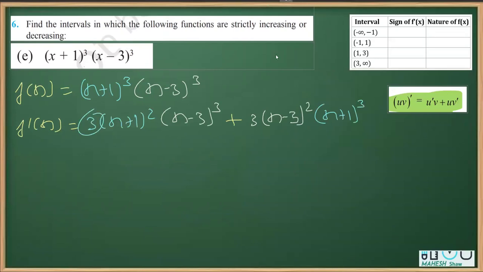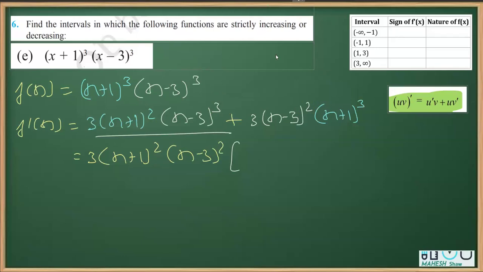Now we can figure out that we have 3 as common, so we can take 3 common outside. We have (x plus 1) square common from these two, and (x minus 3) square again common. So what we are left with inside, from here we are getting x minus 3, and plus from here we are getting x plus 1. So this is f dash x.